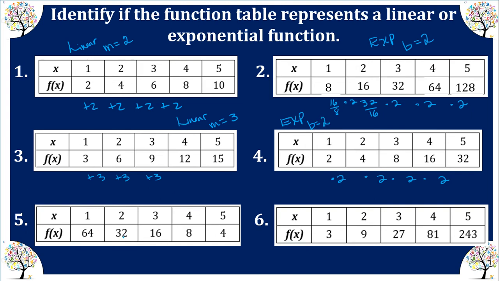And then we have 64 to 32 to 16 to 8 to 4. So I am decreasing, and it is decreasing by multiplying by 1/2. So this is exponential, and our b value is 1/2. This is decreasing, so this will be a decay. Then we have 3 to 9 to 27 to 81 to 243. This is multiplying to get from output to output, so this also is exponential with a b value of 3.